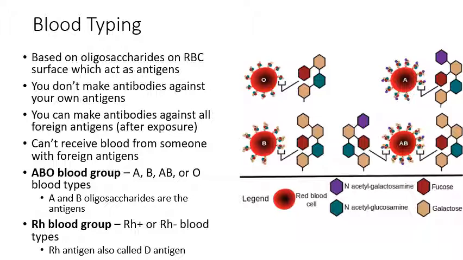This is important for blood transfusions because you have to make sure that the person you're getting blood from has antigens on their blood cells that look like yours. If they have different antigens, then your immune system is going to attack those transfused red blood cells, which can be very bad.